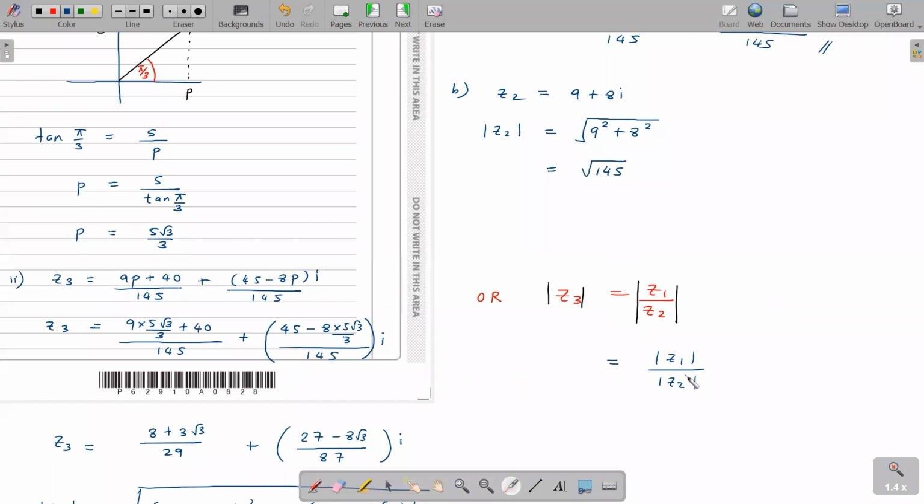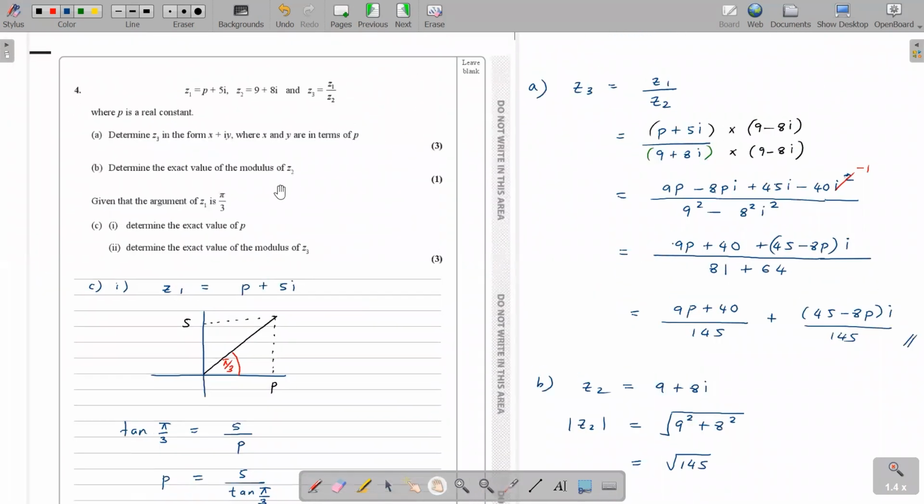So in the other method, we know the modulus of Z3 is the modulus of Z1 over Z2 entirely, and then we can break it up as modulus Z1 over modulus Z2. This is a rule that you learn in your F1 book. When you have a modulus over an entire division, you can break it up as the individual modulus of Z1 divided by the individual modulus of Z2. The exact value of the modulus of Z2 is found in part B, so you just have to find the modulus of Z1.